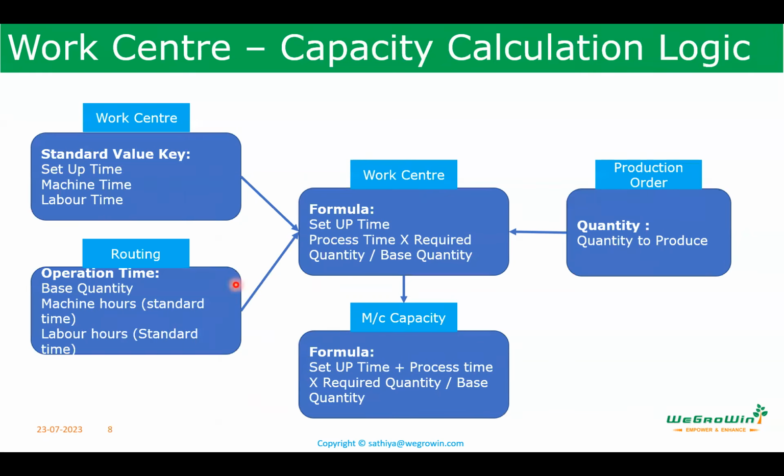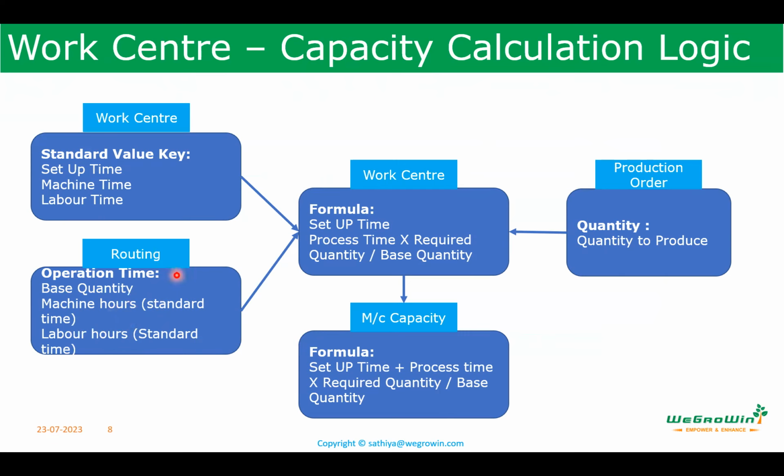So the work center is telling what are the things I am going to capture. I am going to capture setup time. I am going to capture the machine time. That is what the work center will define. But what is the value of these things? I will maintain that in the routing. For example, setup time is 1 hour. Process time is 0.5 hour per piece. That I will maintain in the routing.